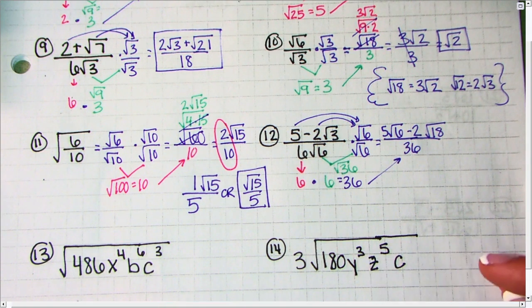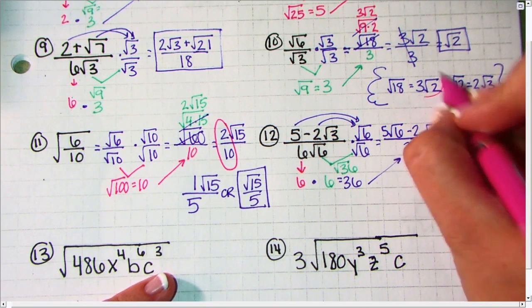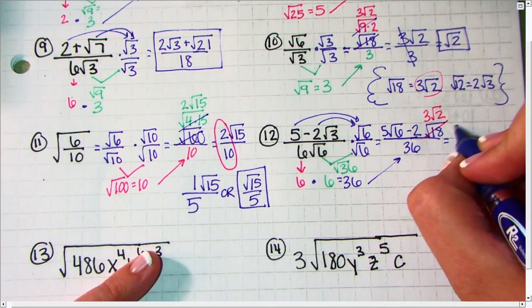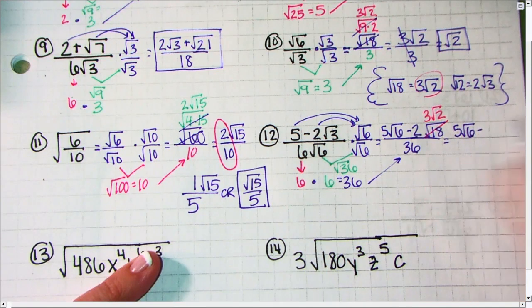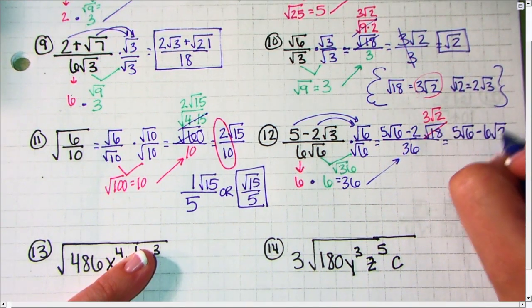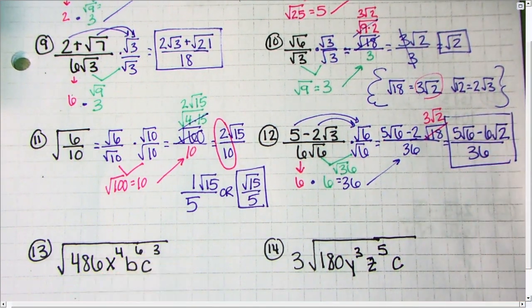I see the square root of 18. I know that that can simplify into the square root of 9 and the square root of 2, but I'm going to use this little shortcut, and I'm just going to write 3 square roots of 2. So as we simplify this problem, I get 5 square roots of 6 minus 2 times 3 is 6 square roots of 2 over 36. 5, 6, and 36, they don't have any common factors, so I can't do anything with that, so I'm finished.